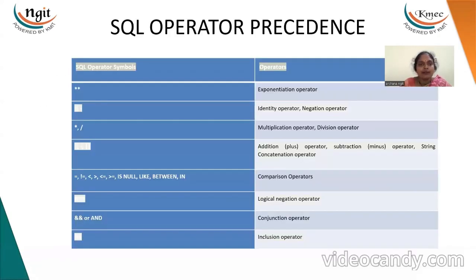So SQL bitwise operators are completed, and finally we have SQL operator precedence. When we write an SQL query with a combination of various types of operators, which one should be given high priority is decided by operator precedence. First we give unary operators, then exponentiation operators, then identity and negation operators, multiplication, division, then addition, subtraction, then string concatenation, next comparison, next logical negation, conjunction, and then the inclusion operator. This is the hierarchy which has to be followed for evaluating SQL queries written with a combination of more than one operator. So with this we have completed the types of operators in SQL.